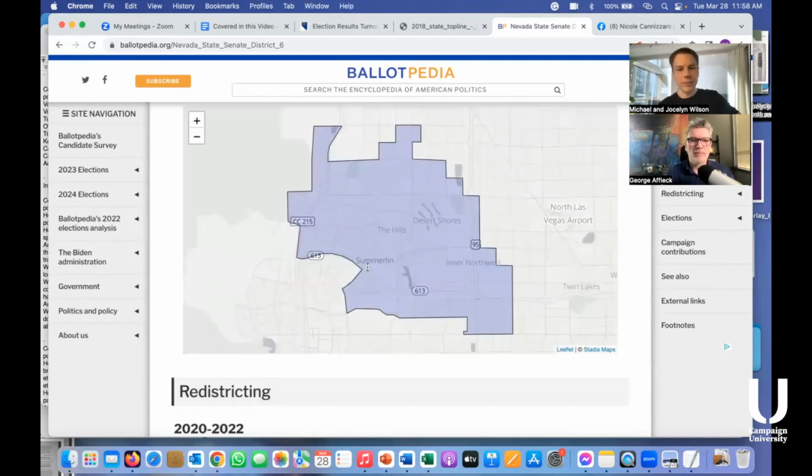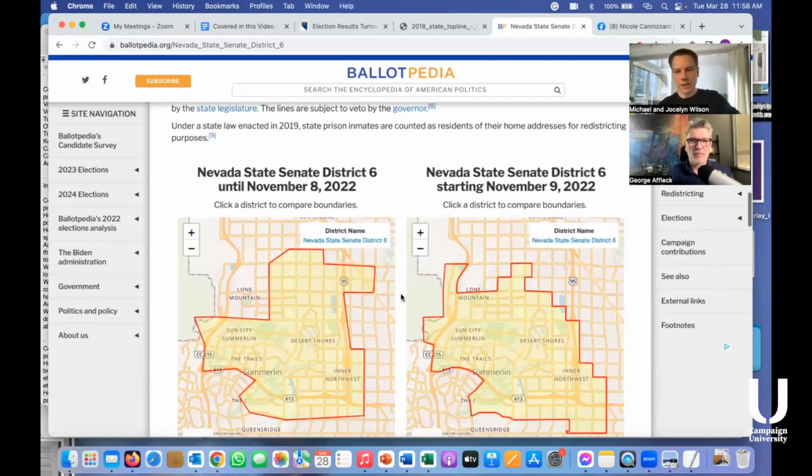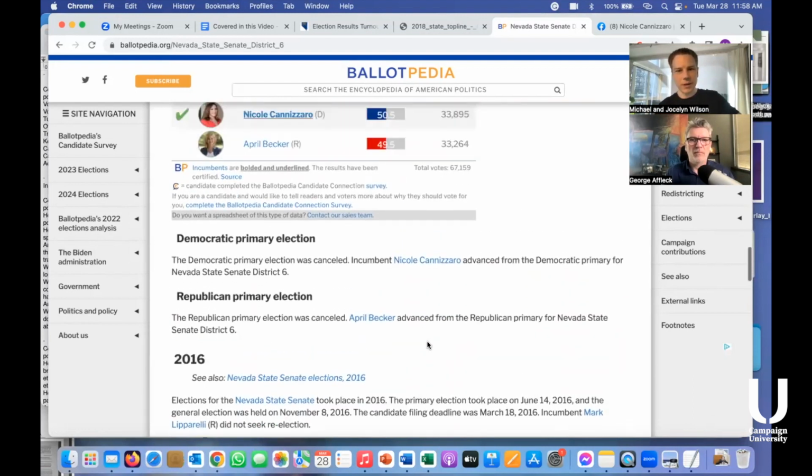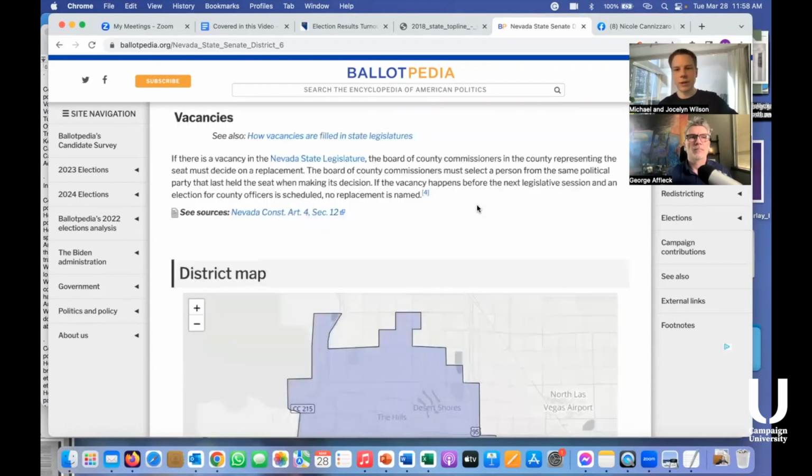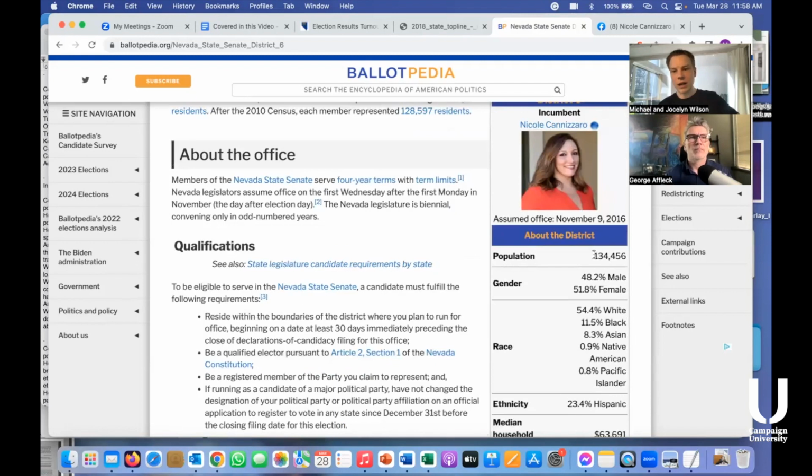So here we have the district map. This is going to be your very first analysis. We covered it last video. Total votes is 33,000 plus 33,000, so we have about 67,000 votes. We see 134,000 people living there, so now we know how many of those actually voted. It's about half, a little bit under half.